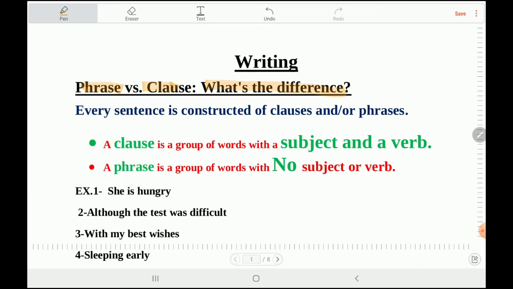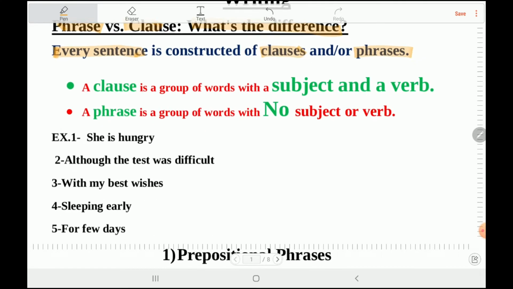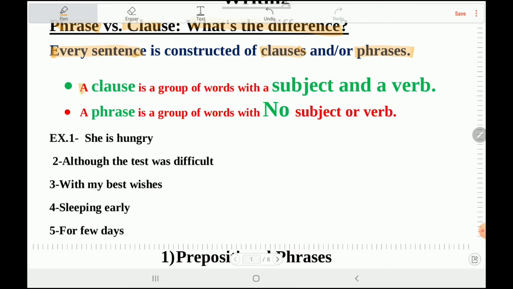What is the difference? دي بداية بيقول ايه؟ Every sentence in English is constructed of clauses and or phrases. يعني ايه الكلام ده؟ طيب تعالى كده نشوف. What is a clause? A clause is a group of words with a subject and a verb. يعني معنى كده whenever you have a subject and a verb, this is a clause. Again, whenever you have a subject and a verb, you have a clause. طبعا we have different types of clauses ان شاء الله هنتكلم عليها لما نتكلم على الكلوزز.